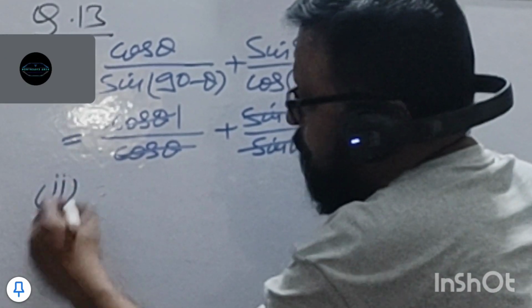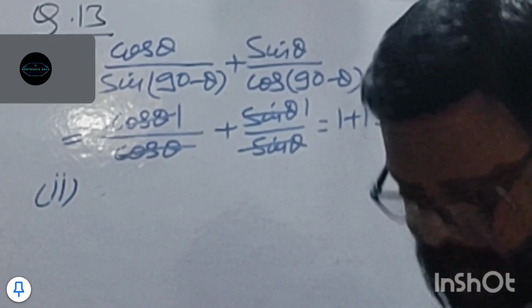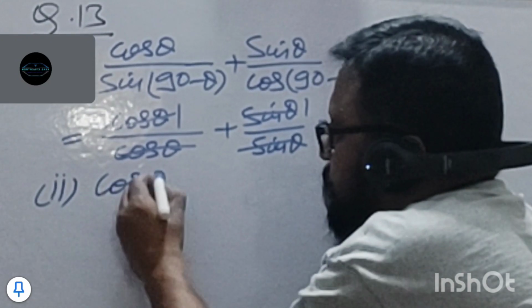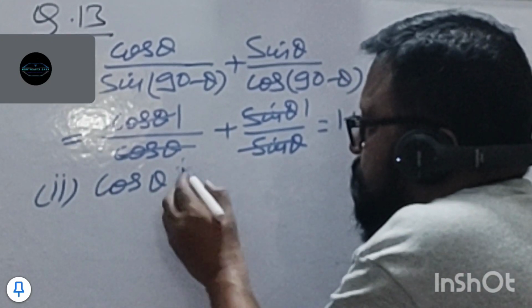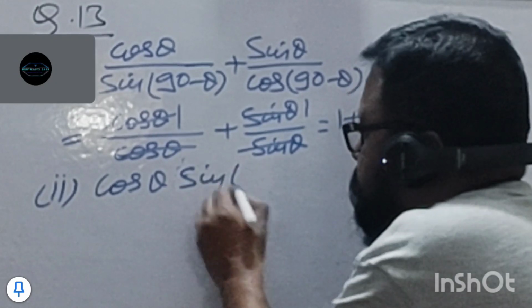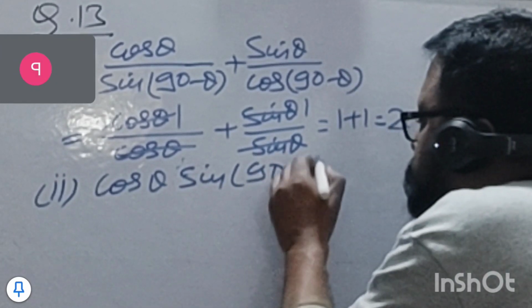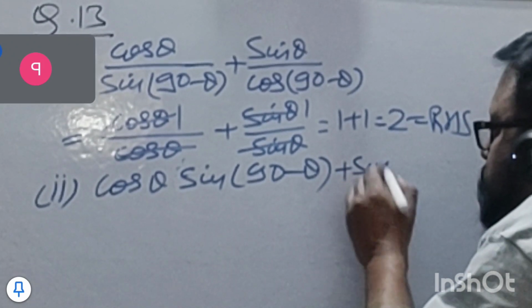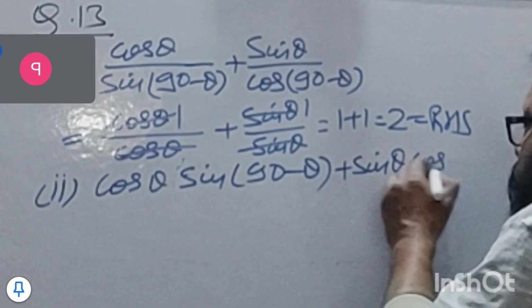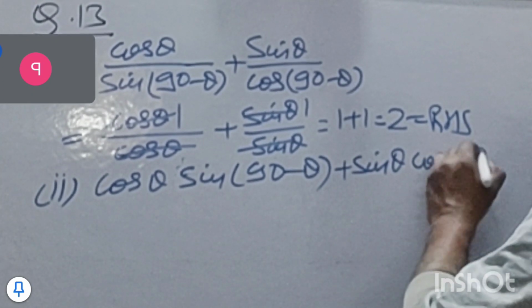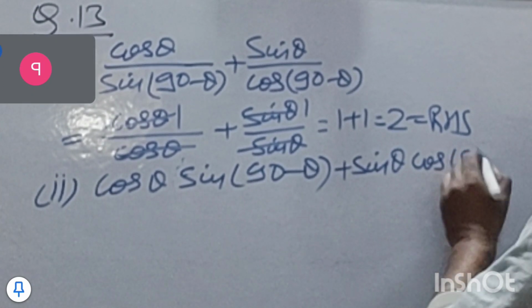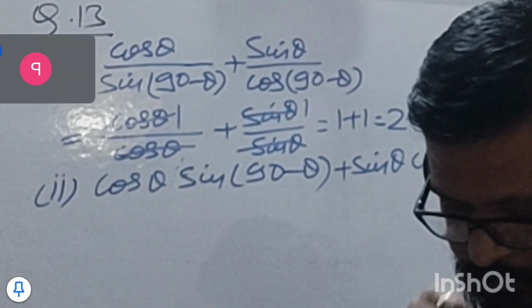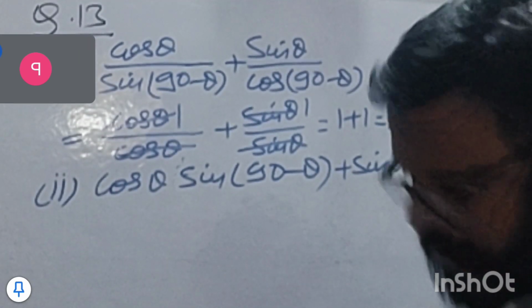And now part 2 of question number 13, that is cos theta sine 90 minus theta plus sine theta cos 90 minus theta.